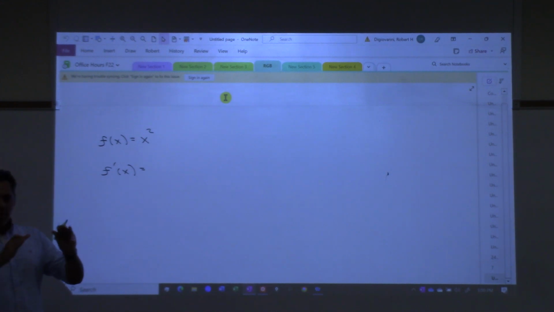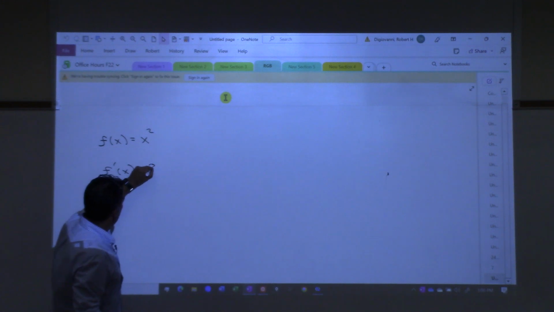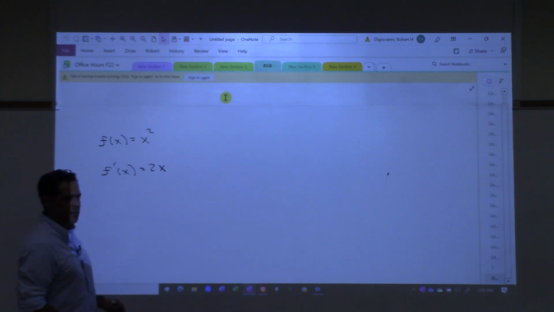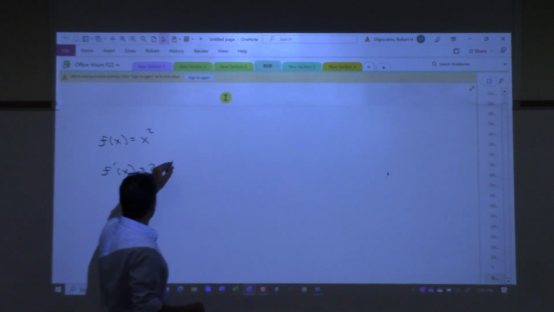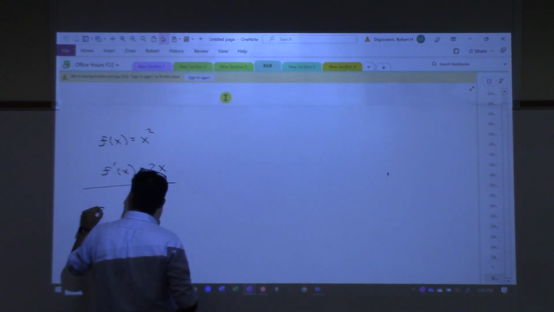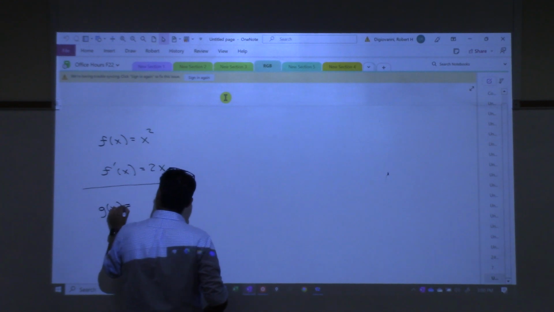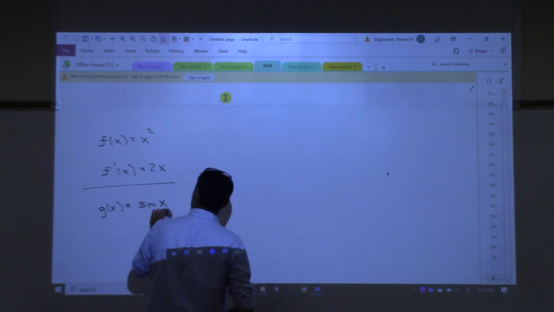No more limits, shortcut, right? Just bring the 2 out, x to the first power, right? We don't need to write the first power. That's our power rule, right? We're all happy with that? Okay, now let me give you another function. Let's call it g of x. And I'm going to let that be sine x.